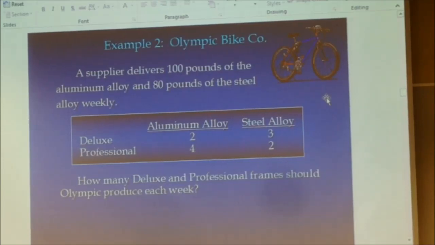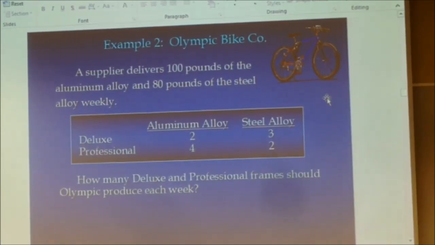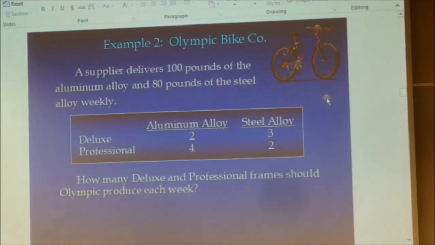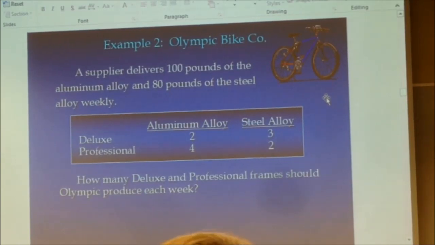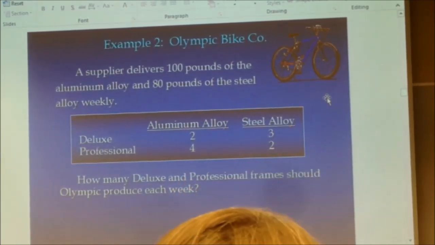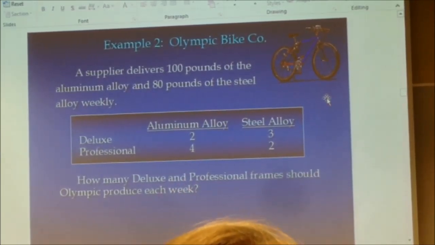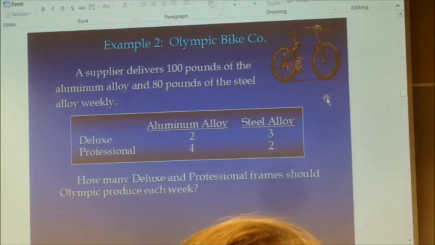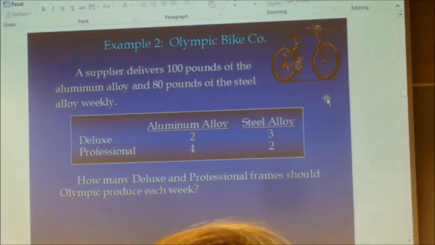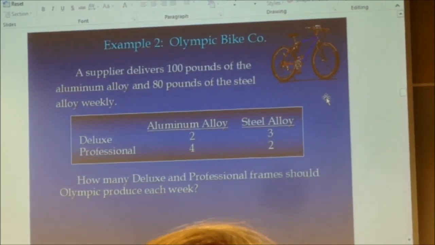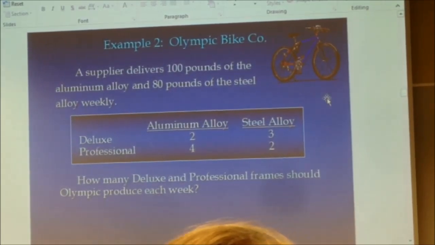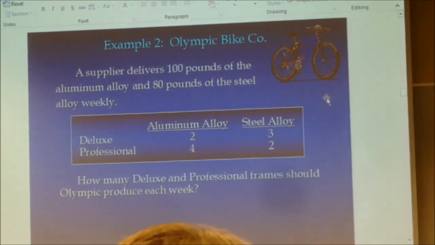Let's jump into writing our constraints here. First of all, what variables you want to use? We're obviously trying to determine how many deluxe and professional frames. The D and P. So we'll go with the D, we'll go with the P. First one is 100 pounds of aluminum. Less than or equal to 100 pounds. This is aluminum. We can't go over 100 pounds. That's all the supplier dropped off.